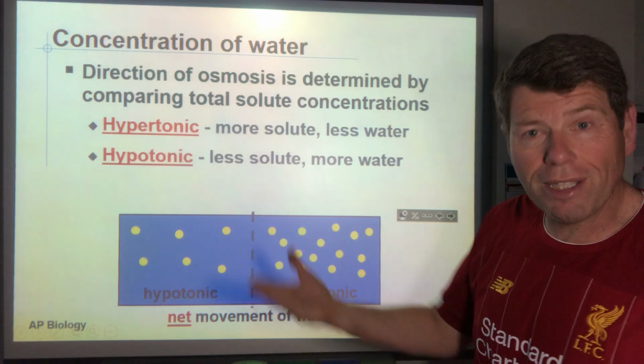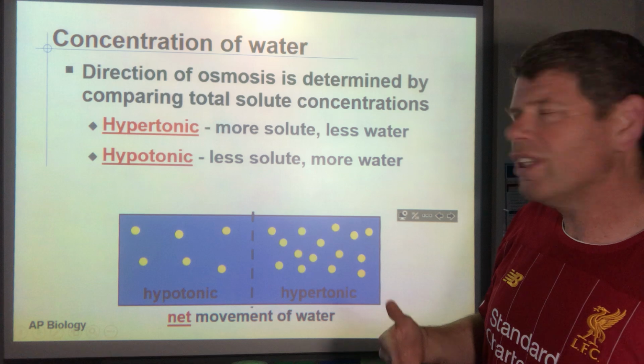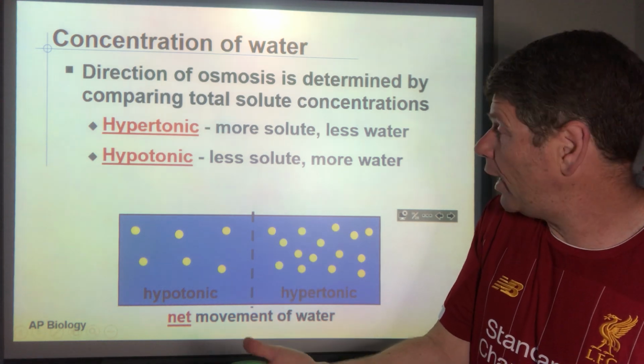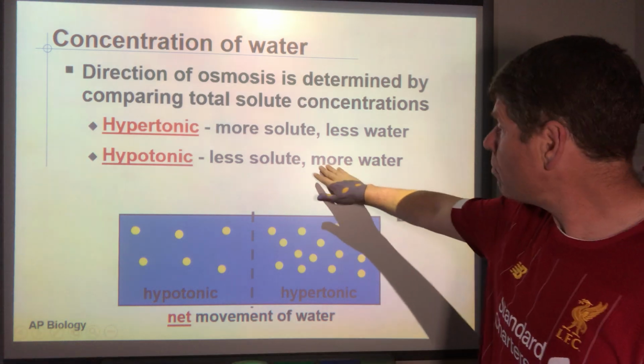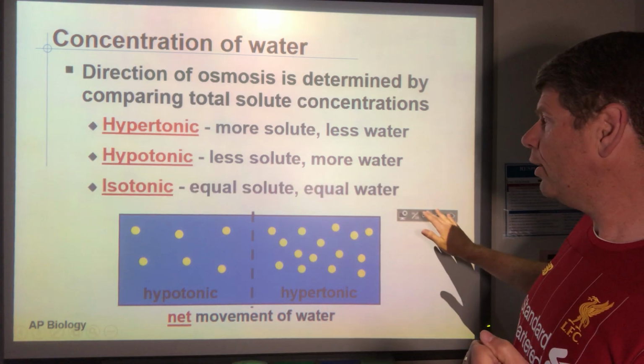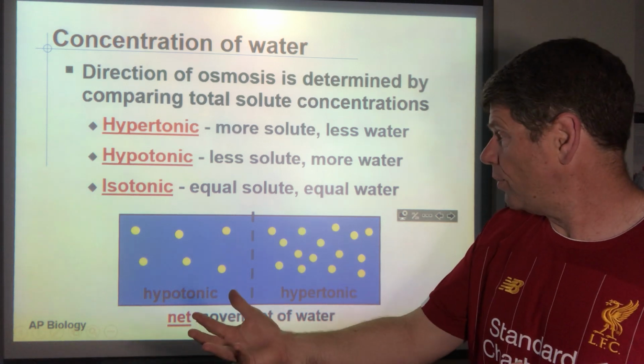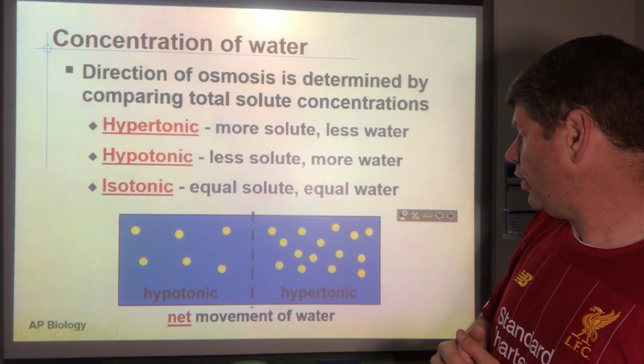Hypotonic, hypo means less than, so there's less dissolved solute compared to another solution that you're comparing it to, which would mean relatively more water. Then isotonic would mean equal solute concentrations. Same amount of dissolved solute, all right?